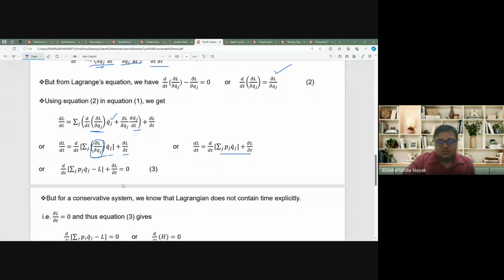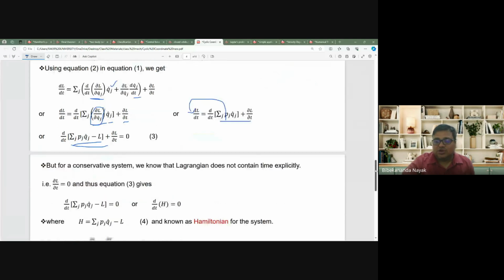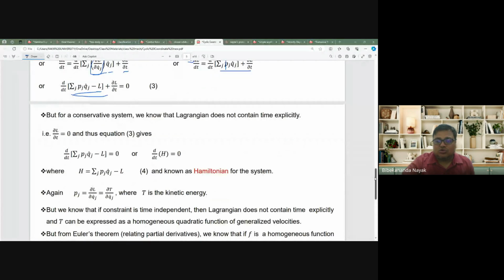Or you can write this as d by dt of the sum over Pj Qj dot minus L is equal to minus del L by del t. Taking the terms to one side, if L does not depend explicitly on time, it will become 0. Here Pj Qj dot minus L, that quantity is known as the Hamiltonian H, which is your total energy for a conservative system. H is equal to the sum of Pj Qj dot minus L, and it is known as the Hamiltonian.